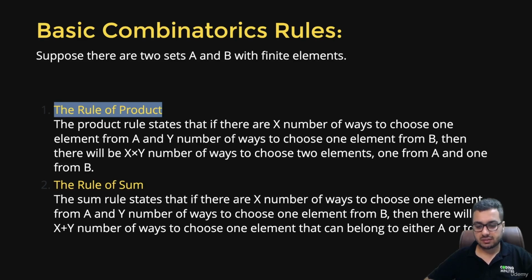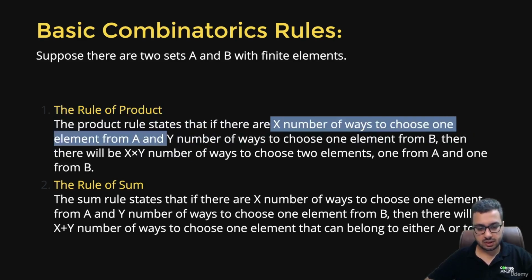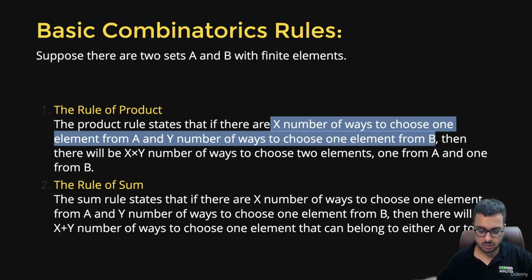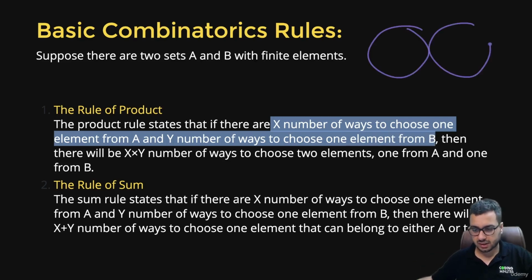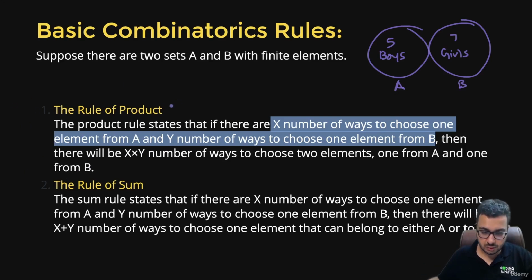The product rule says if there are x number of ways to choose an element from set A, and there are y number of ways to choose one element from set B. So basically, let's say there are two collections of elements. Let's say we have 5 boys in set A, and 7 girls in set B. So if you want to choose some number of boys and some number of girls, then we will use the rule of product. This will be used when there is "and".